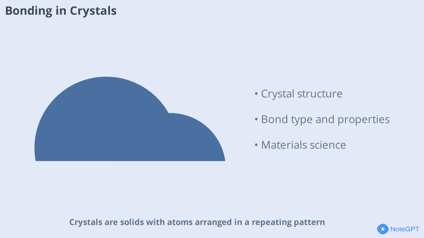Crystals are solids with atoms arranged in a repeating pattern. The type of bonding, ionic, covalent, or metallic, determines the crystal's properties. Ionic crystals like salt are hard and brittle. Covalent crystals such as diamond are extremely hard. Metallic crystals are malleable and conductive. The study of crystal bonding is important in materials science and engineering.